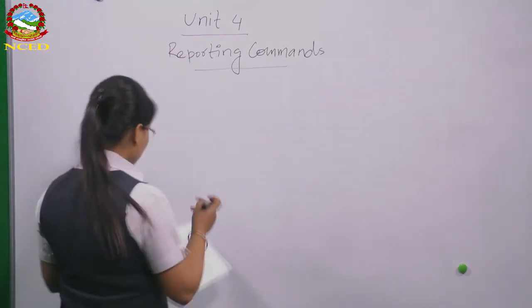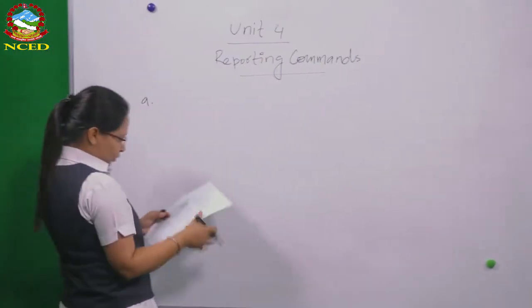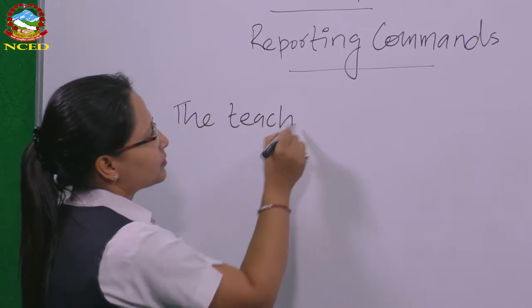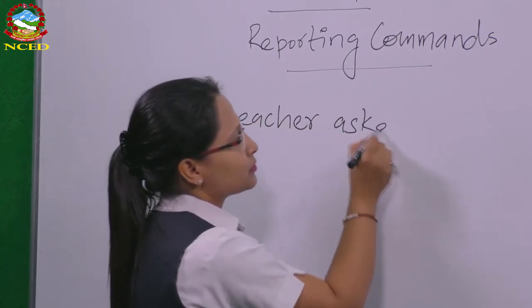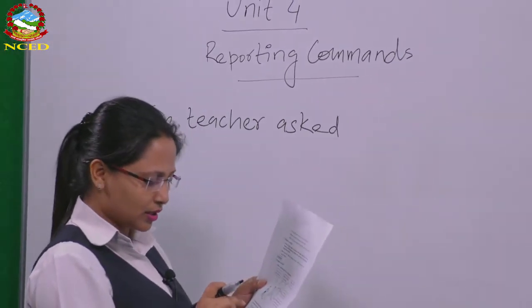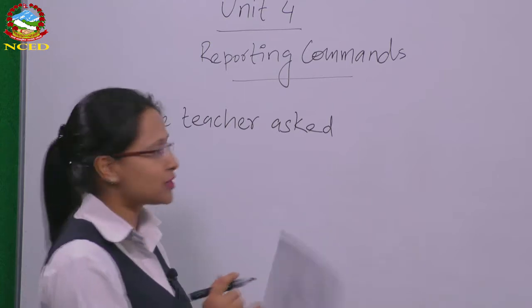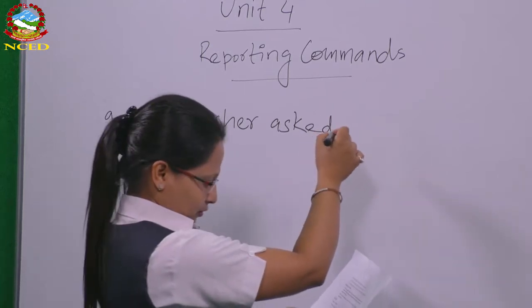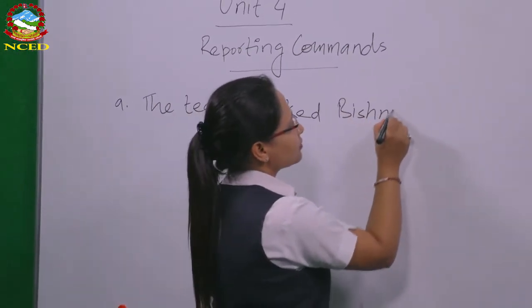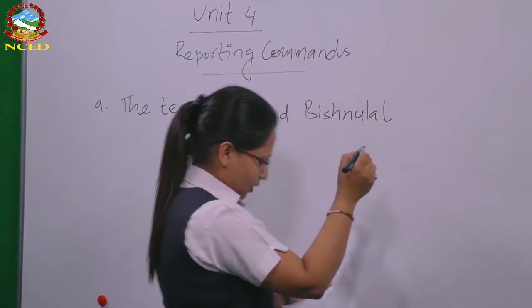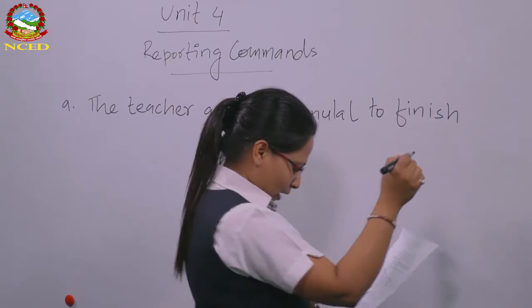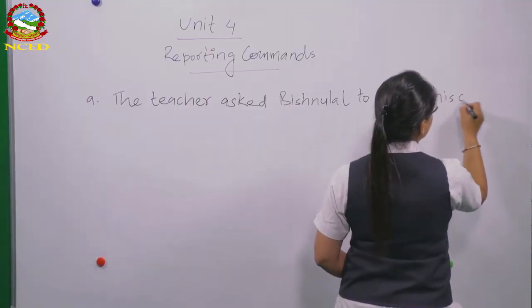Number A in your book is, the teacher asked Bisnulal to finish his classwork first. It means this reported speech is for the 5th sentence from the picture that we just saw.